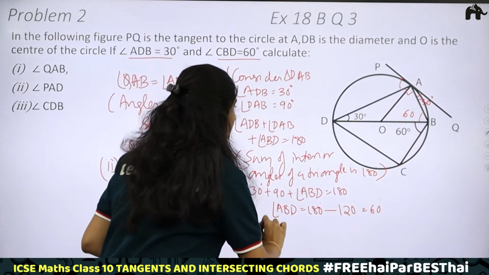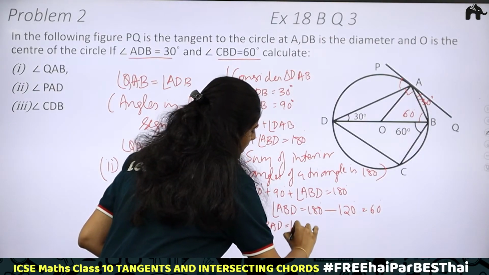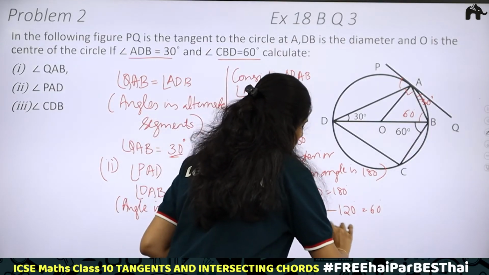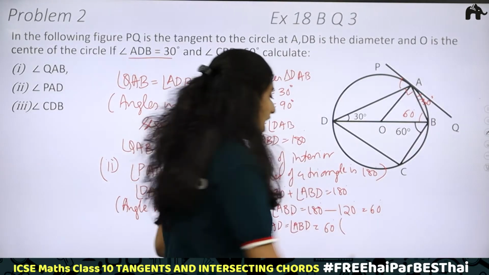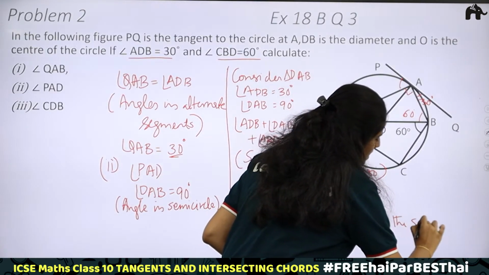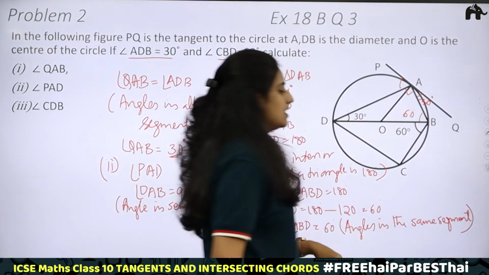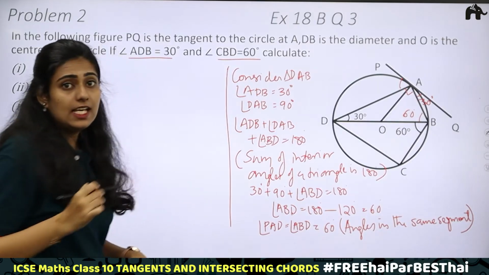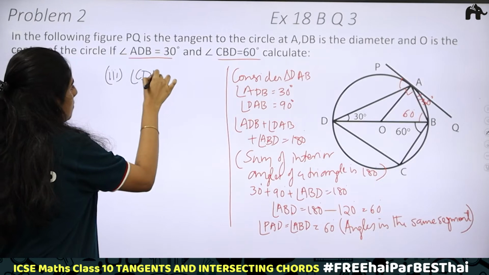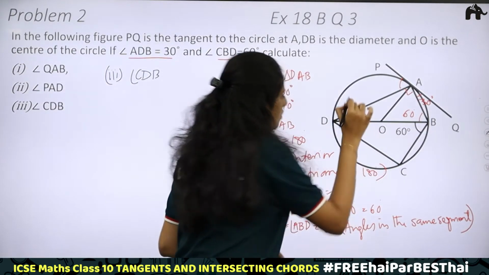Okay. We have angle PAD equal to angle ABD, which will be 60 degrees. What is the reason? Angles in the same segment. Next, the third part, we have to find angle CDB. Where do we have CDB? CDB. This one. How to find CDB?